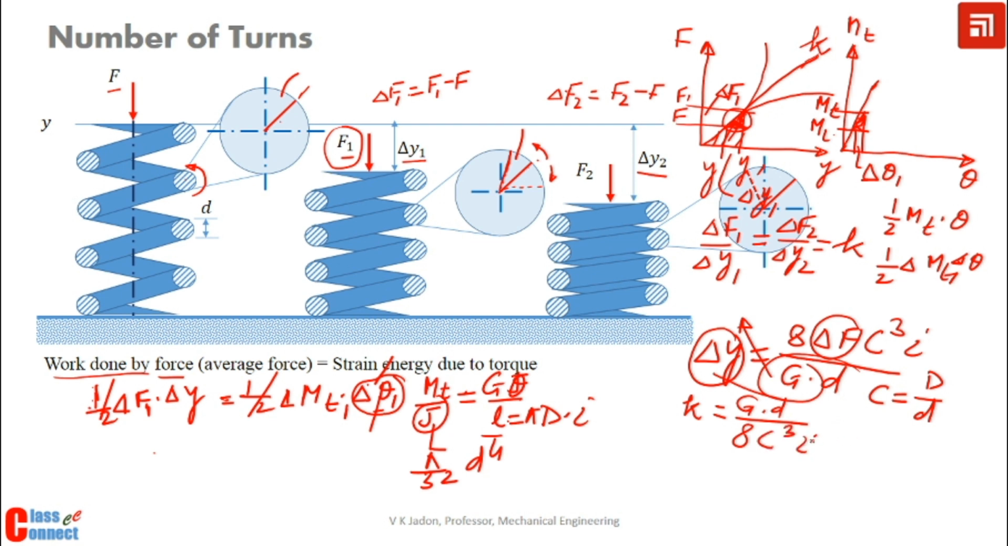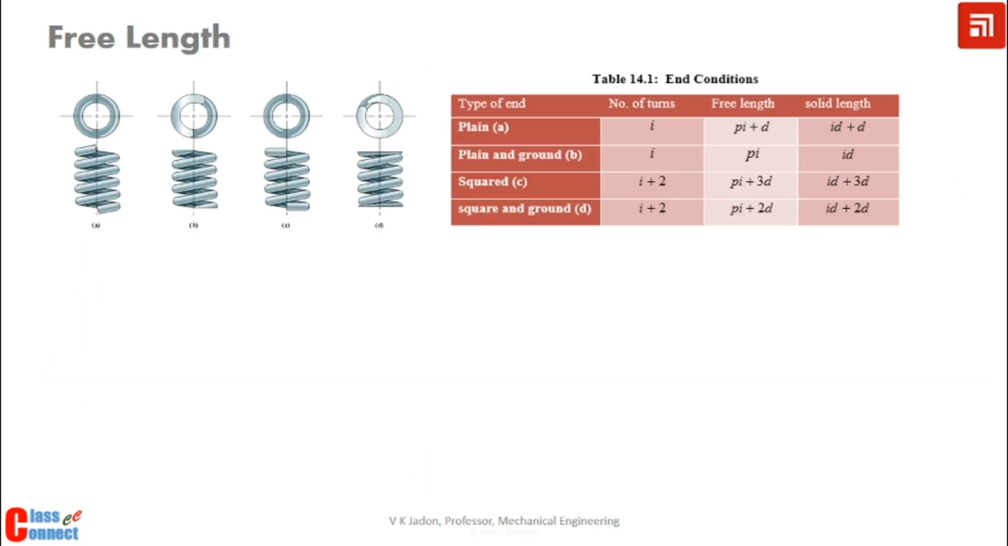And from here we can also find the number of turns, that is the active number of turns. It is given by I is equal to delta y G d divided by 8 delta F C cube. So this is the active number of turns, meaning the turns which take part in the deflection process. Now let us see how the total number of turns is obtained.